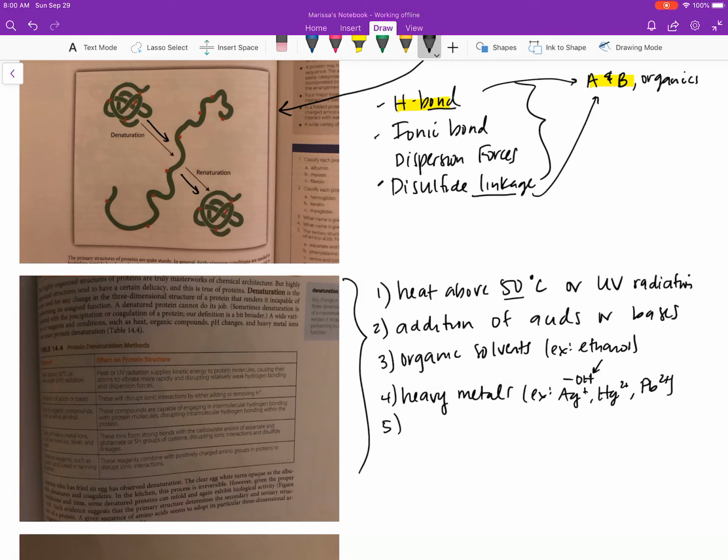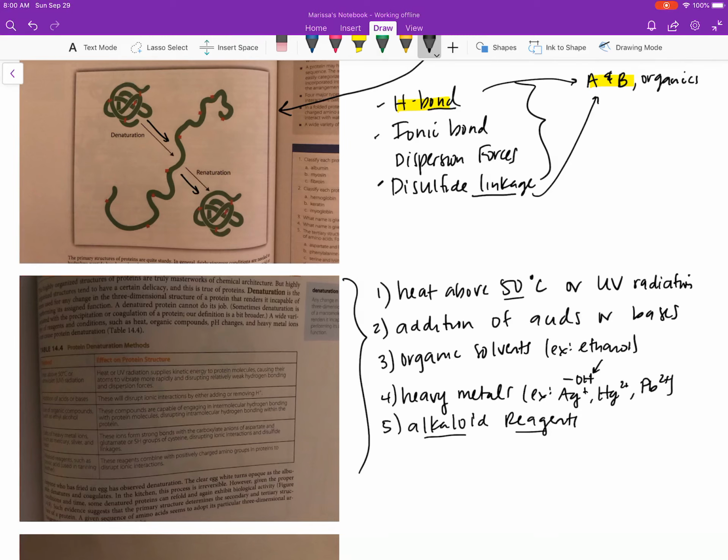All right, the fifth one is, it says alkaloid agents or reagents. We need to avoid exposure to those. And it says such as tannic acid used in tanning leather. So anything that is kind of an alkaloid reagent, and then it gives you just the example of tannic acid.